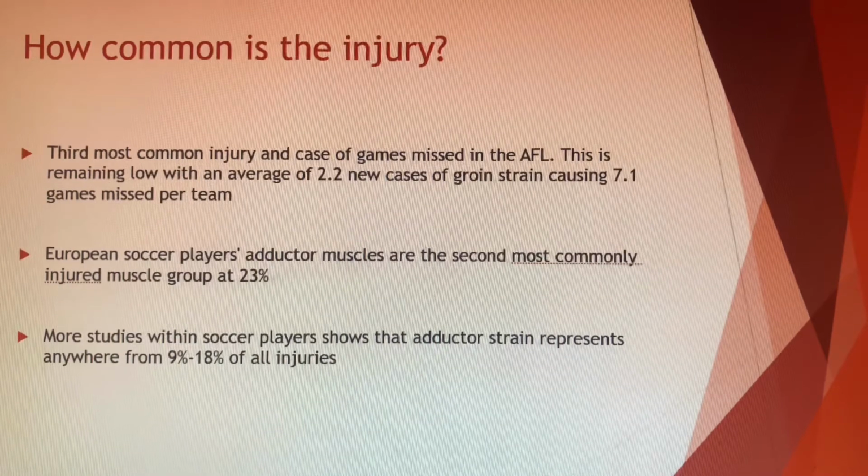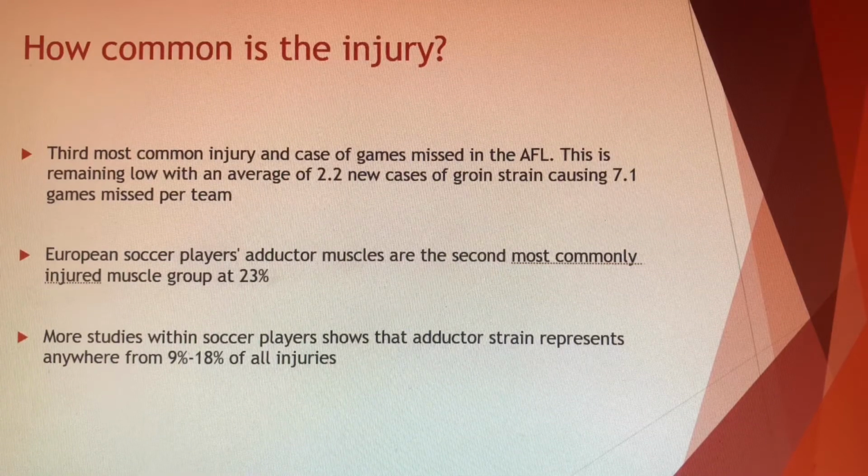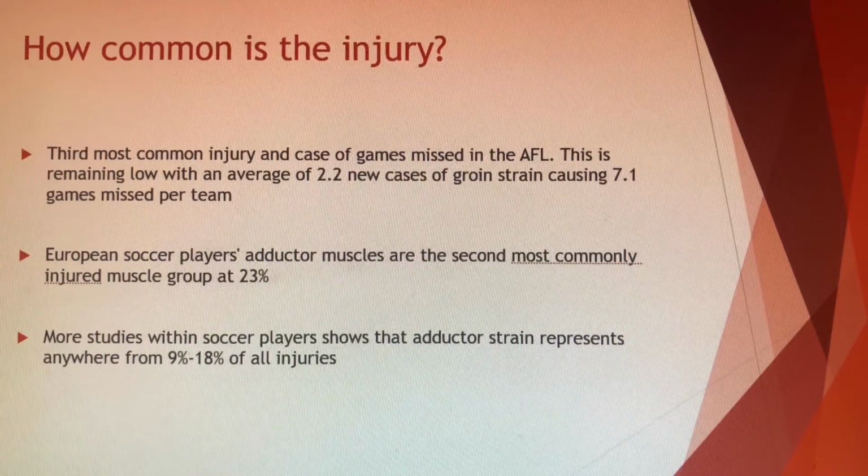How common is the injury? Groin strain is the 3rd most common injury and cause of games missed in the AFL. This is remaining low with an average of 2.2 new cases of groin strain, causing 7.1 games missed per team. Groin strain occurs in a variety of other sports and is a primary injury among athletes. In European soccer players, adductor muscles are the 2nd most commonly injured muscle group at 23%, just behind hamstrings at 37%. Another study with soccer players shows that adductor strain represents anywhere from 9% to 18% of all injuries, and sub-elite male soccer players account for 51% of injuries.